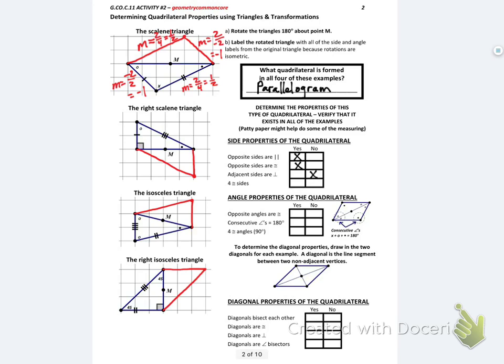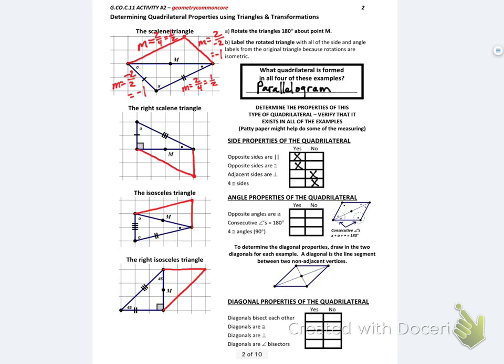Okay, and this one's really obvious. Are all 4 sides congruent to each other? No. And again, this third one is an extreme example. Short there, pretty long there. So no, the 4 sides are not congruent. So we have 2 side properties when it comes to our parallelograms.